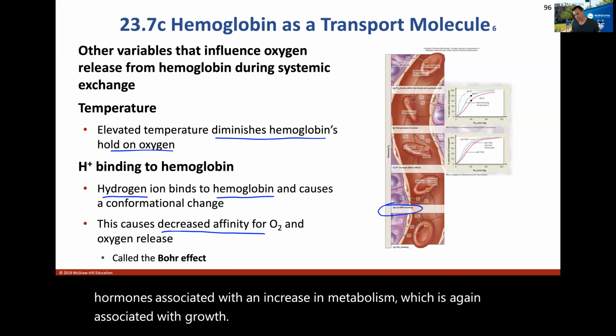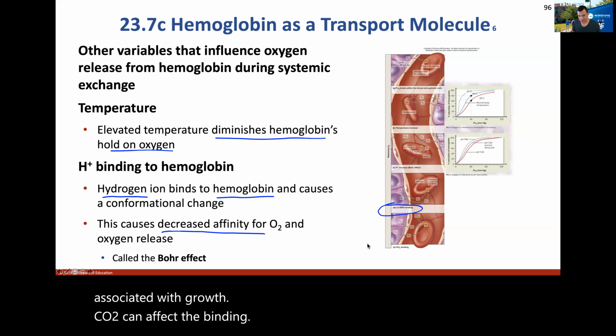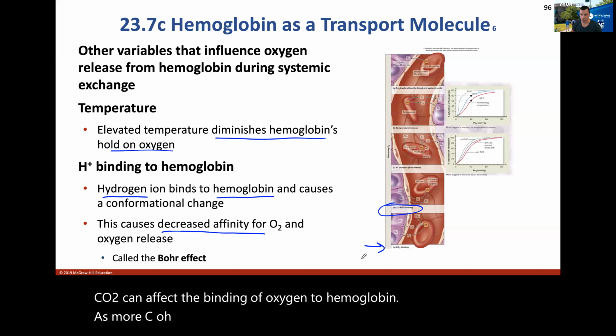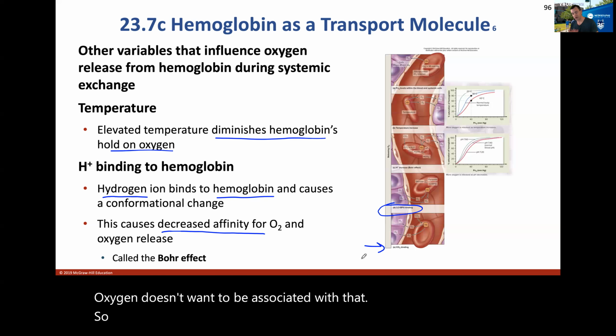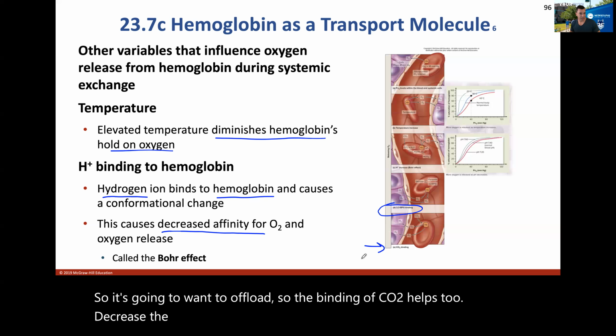CO2 can affect the binding of oxygen to hemoglobin. As more CO2 binds to hemoglobin, oxygen doesn't want to be associated with that. So it's going to want to offload. So the binding of CO2 helps to decrease the affinity for oxygen to stay bound to hemoglobin. And oxygen comes off and gets into the tissues.